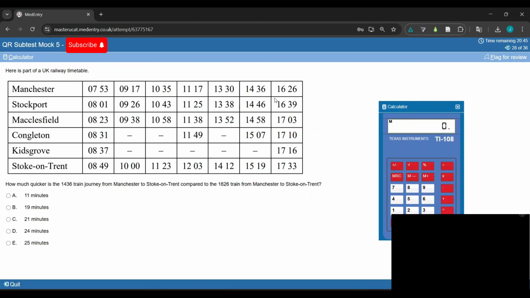How much quicker is the 1436 from Manchester to Stoke-on-Trent? 24:19. 24 plus 19 is 43. Compared to the 16:26, that's 34 plus 34 plus 33, which is 67. So it's 24 minutes faster.